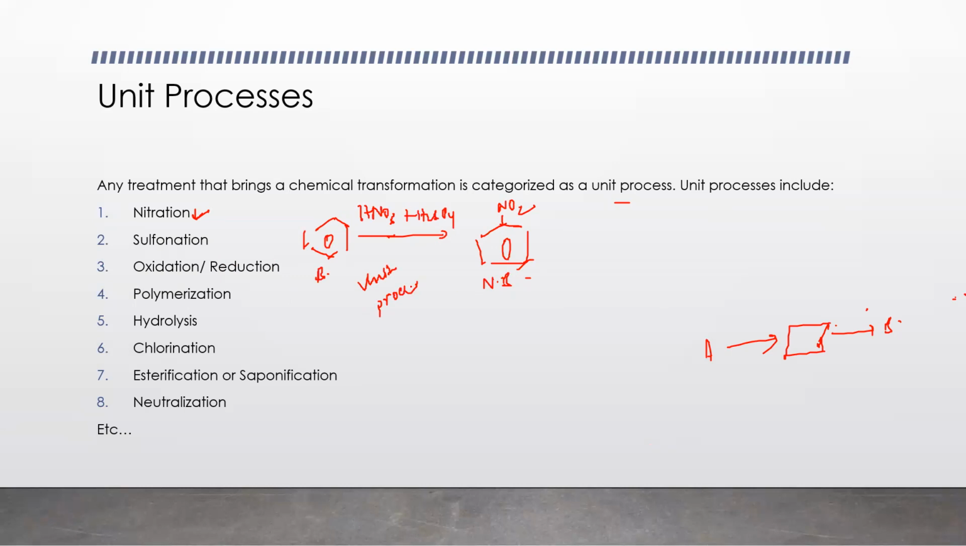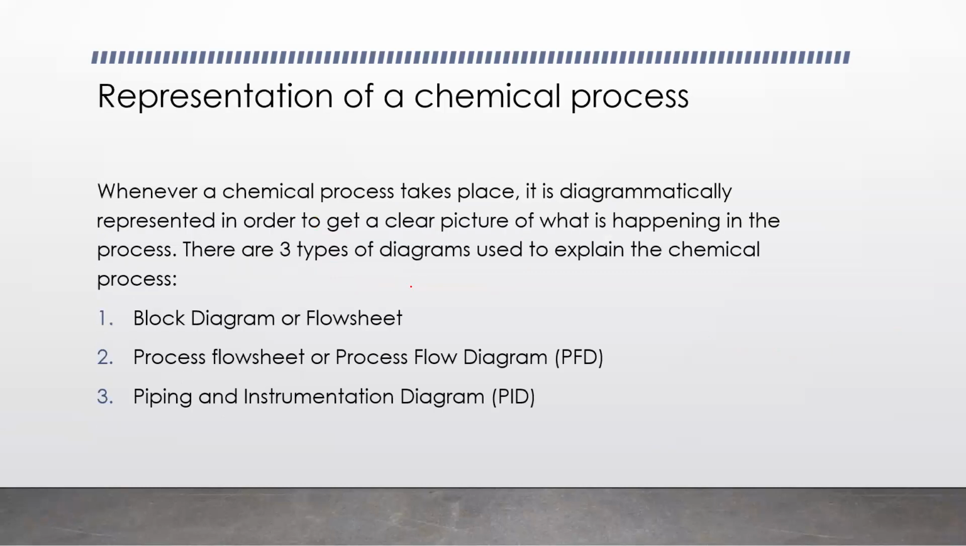All right. Similarly, there are others, for example, sulfonation, oxidation, reduction, polymerization, hydrolysis, chlorination, esterification or saponification, neutralization, and many more. All right. So all these reactions, all these chemical treatment steps, they come under unit processes. So unit operation is something that brings a physical change. While a unit process is something that brings a chemical change.